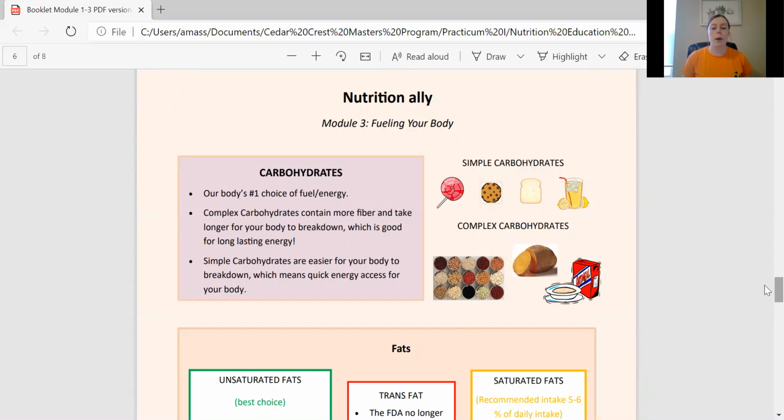Simple carbohydrates are really going to be your body's quick source of energy. And these are the types of carbohydrates that I was talking about that you should get before a workout. The simple carbohydrates I mentioned here are things like candy, processed food like cookies, white bread, and juice. Although those may not be the most healthful options, those are just examples.